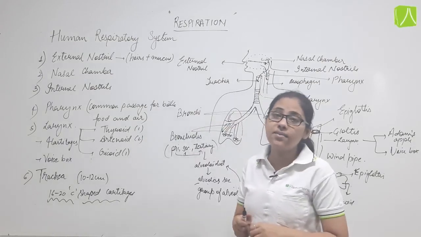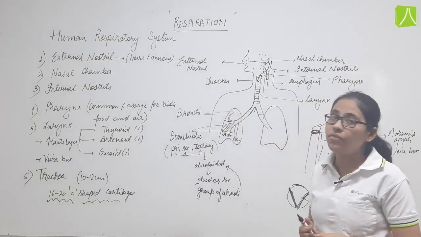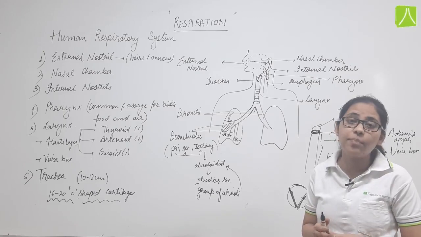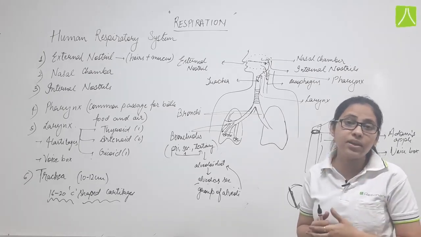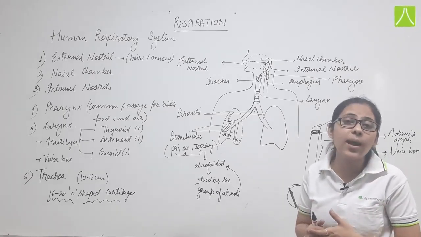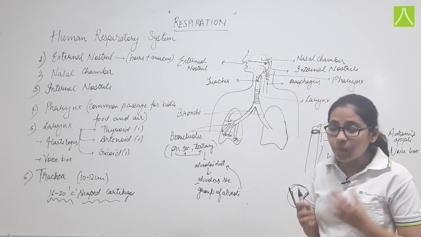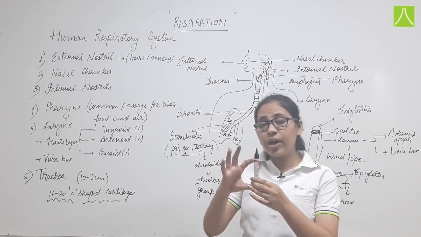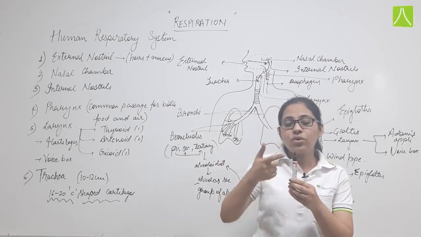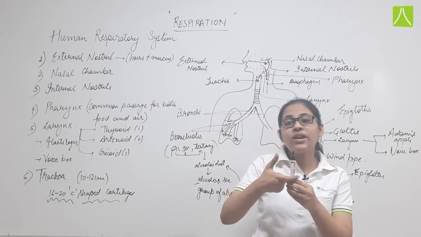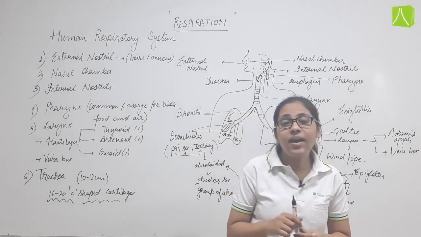Now, what is the function performed by these cartilages? They provide protection to the windpipe so that it won't collapse in the absence of air. In the absence of air, the windpipe won't collapse. So these cartilages provide protection to the windpipe in that case.